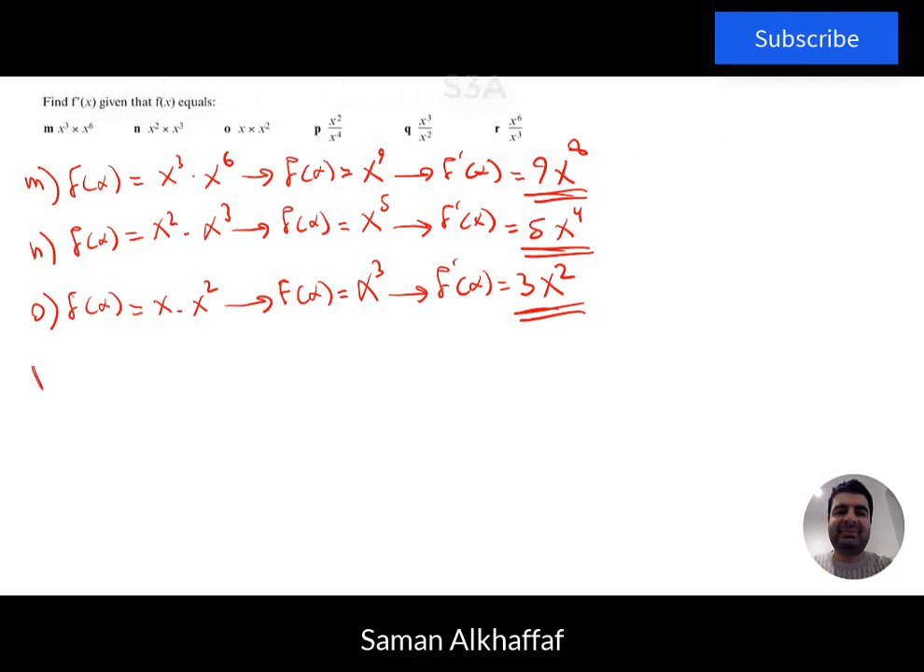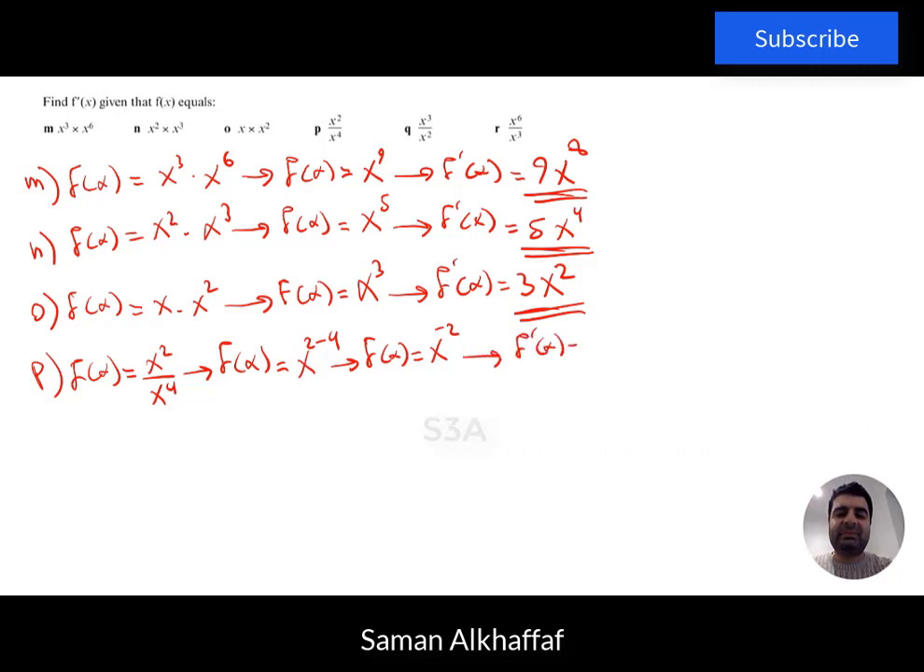For part P, we have a function of x being x squared over x to the power 4. So to simplify this function, we move the x to the power 4 up, so that will give us x to the power 2 minus 4, which will give us f of x as x to the power minus 2. So now to find the derivative, we would have minus 2x to the power minus 2 and minus 1. That would give us minus 3, which will be our answer for part P.